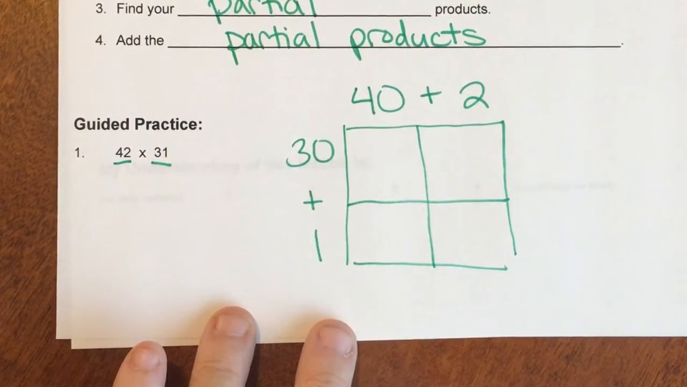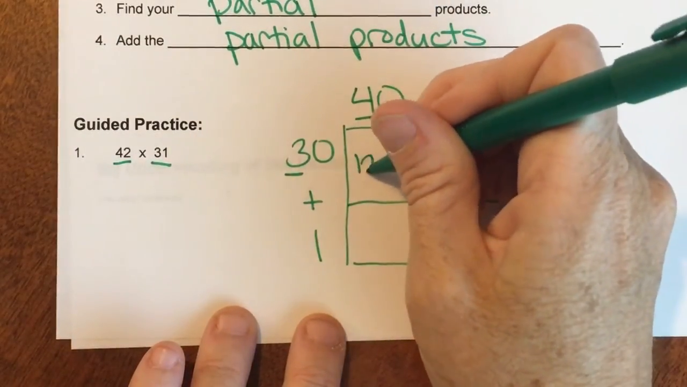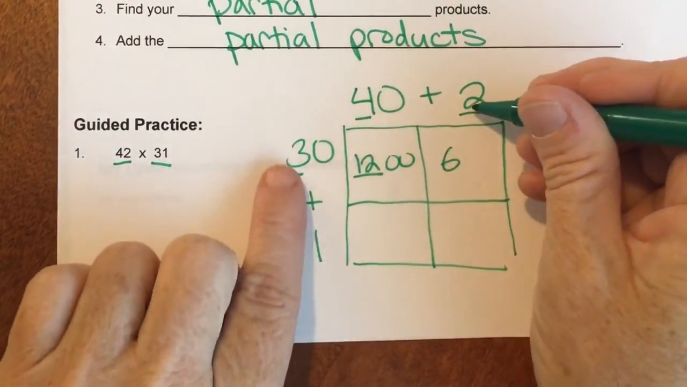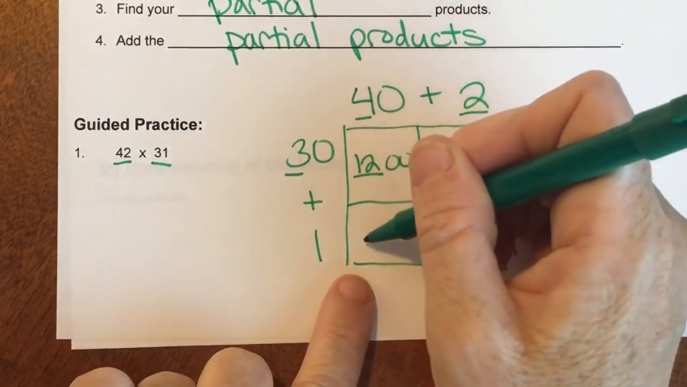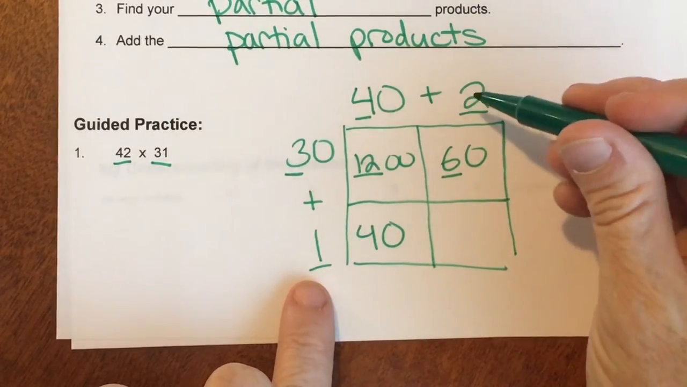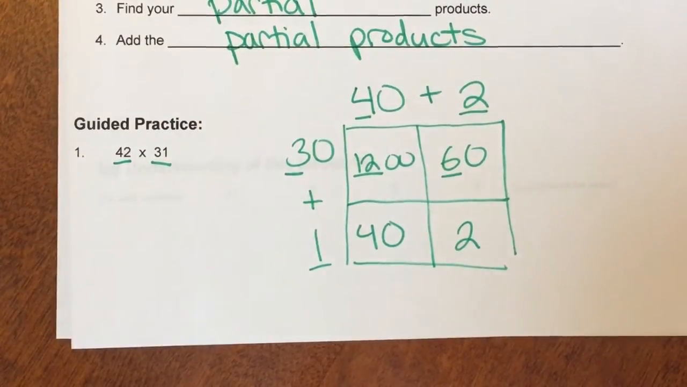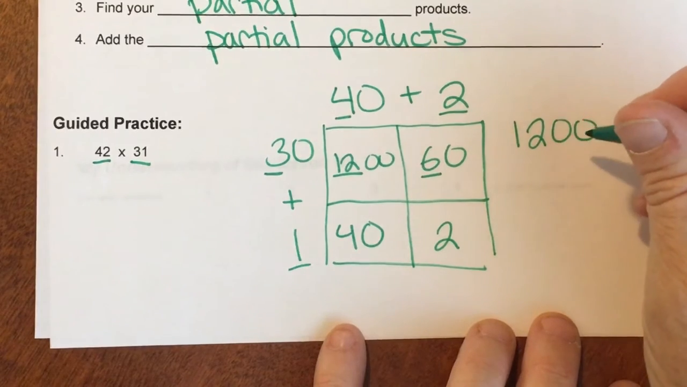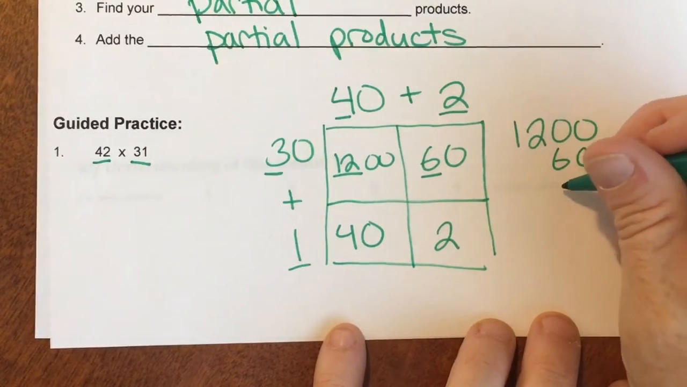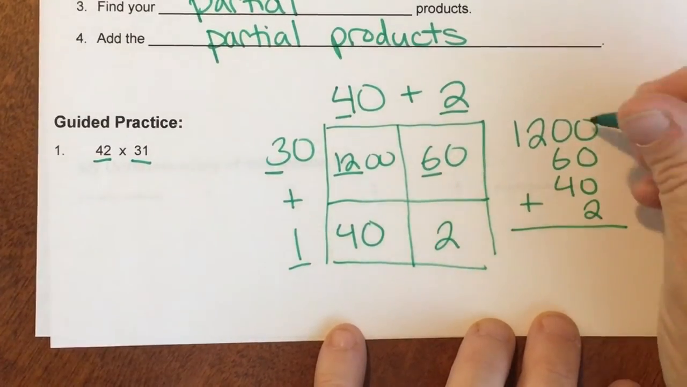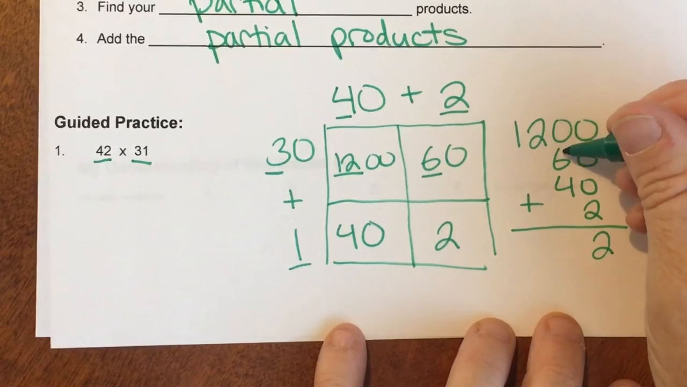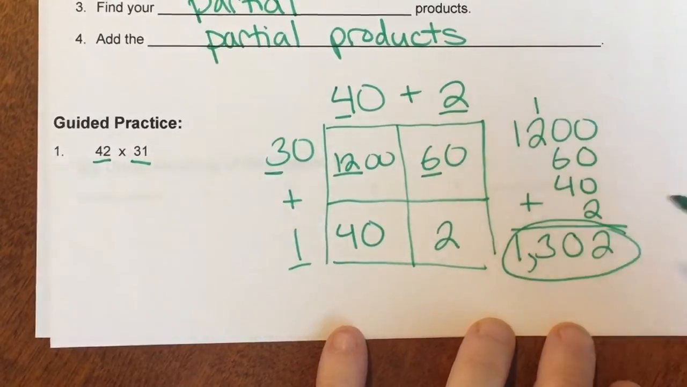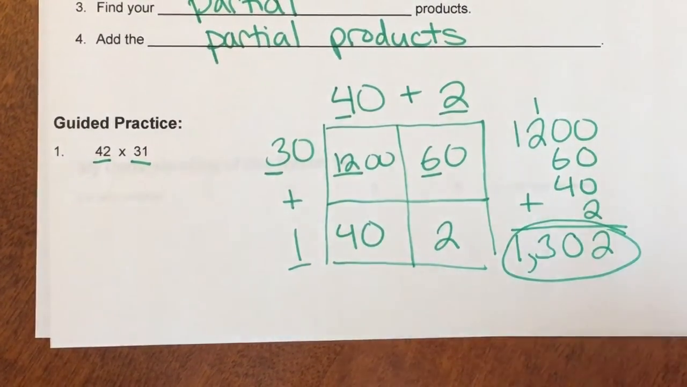Step 3 is let's fill in our partial products. 4 times 3 is 12 plus the 2 zeros. 3 times 2 is 6 plus only 1 zero. 4 times 1 is 4 plus 1 zero. And 1 times 2 is 2. That one was kind of quick compared to the last one I just did. So step 4 is I'm going to add those partial products. 1,200 plus 60 plus 40 plus 2. Notice my numbers are lined up, so I'm getting 2. 6 plus 4 is 10. 3, I'm getting 1,302.